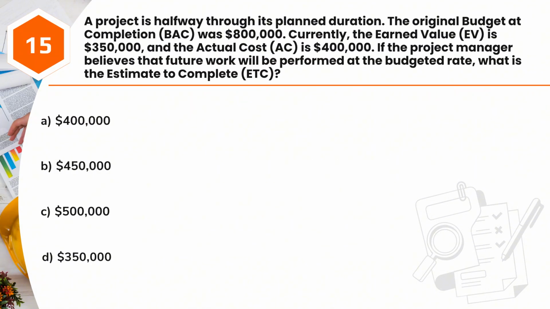Question 15. A project is halfway through its planned duration. The original budget at completion, BAC, was $800,000. Currently, the earned value, EV, is $350,000, and the actual cost, AC, is $400,000. If the project manager believes that future work will be performed at the budgeted rate, what is the estimate to complete, ETC? A. $400,000. B. $450,000. C. $500,000. D. $350,000.